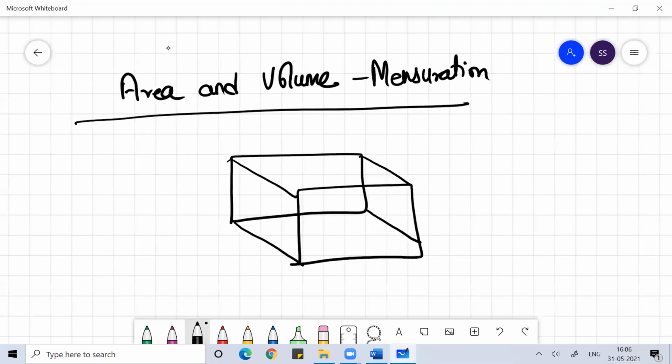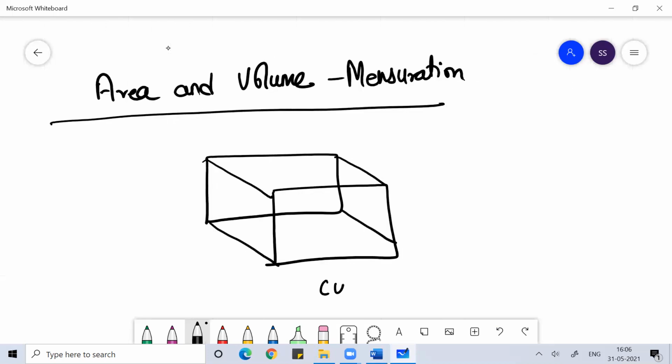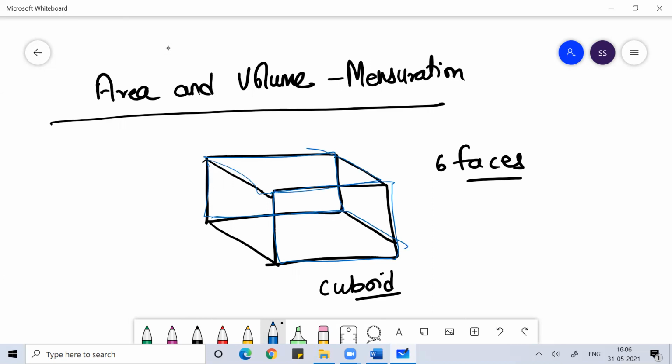When you talk about a cuboid, it has 6 faces. If you count the number of rectangles, it has actually 6 rectangles. So you can see this is 1, this would be 2, then this is 3, then this is 4, then this is 5, then this is 6. So 6 faces, and on each face, this is L and this is B.